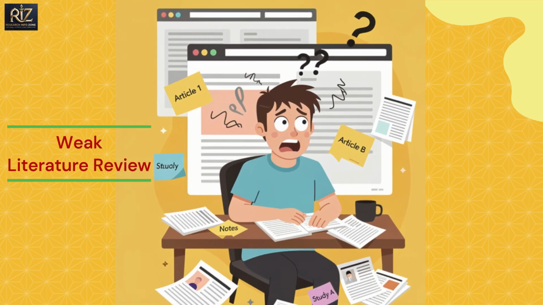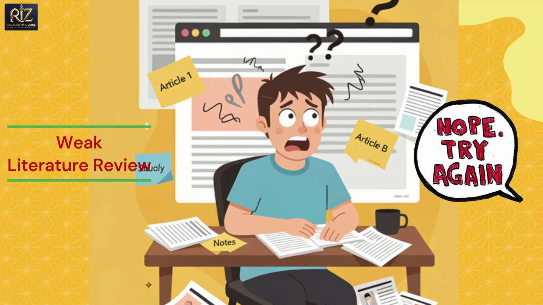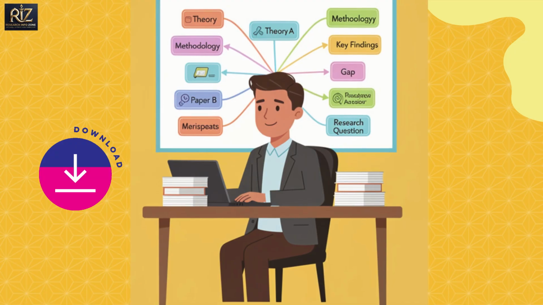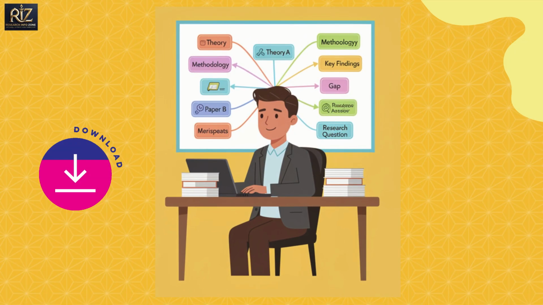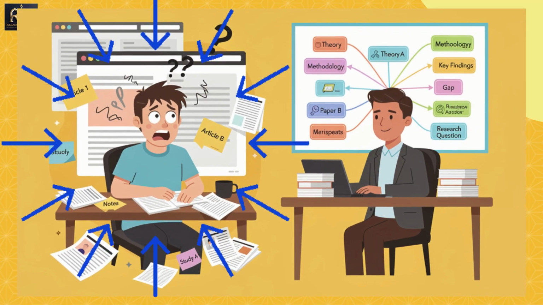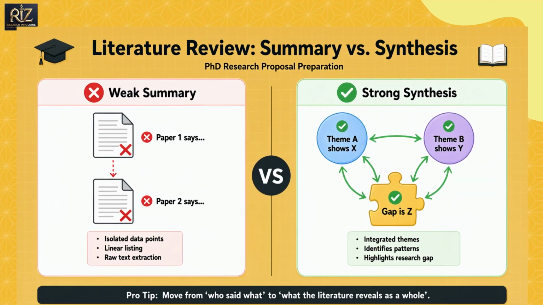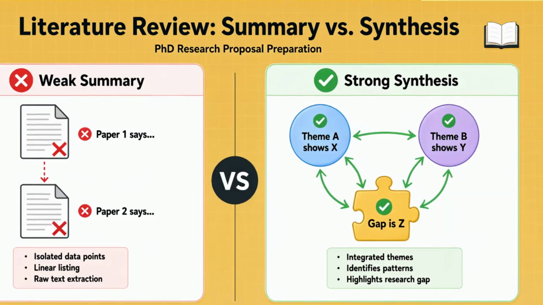A weak literature review is the number one reason PhD proposals get rejected. A PhD scholar spends 6 months reading, only to realize they haven't actually written anything. They are downloading and drowning in a mountain of PDFs and have no idea what to do with them. How to connect them? If you are just reading paper after paper, you are working harder, not smarter.